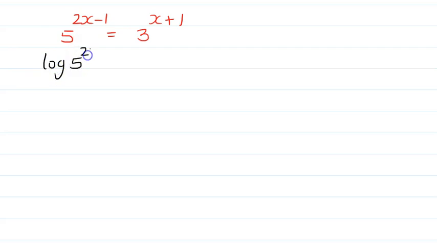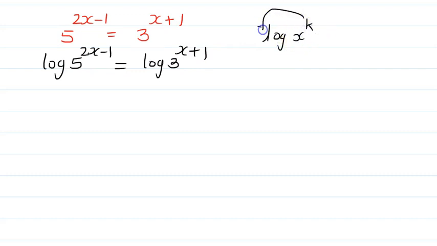Another question is 5 to the power 2x minus 1 equal to 3 to the power x plus 1. Let's take log both sides. So log 5 to the power 2x minus 1 equal to log 3 to the power x plus 1. Using this rule, log x to the power k, this k comes forward, so it will be k log x.